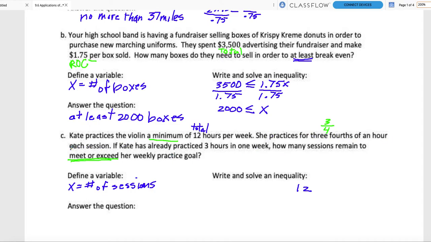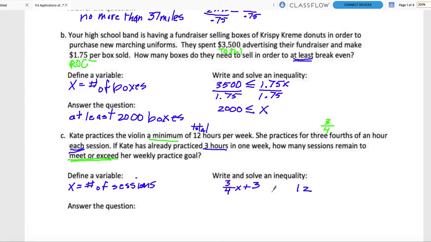And that's going to be right there, each. Each session is 3/4 of an hour. Okay? So 3/4 is going to give me, and the number of sessions is going to give me how many hours I need on this side. And I have an initial value because she already did 3 hours. So I'm going to go ahead and put 3 hours there.